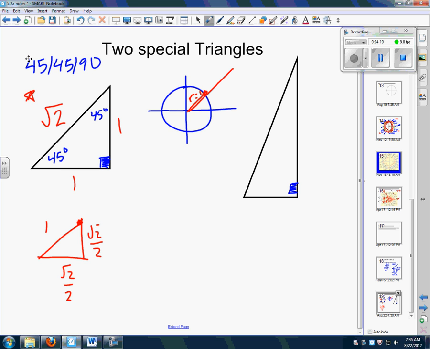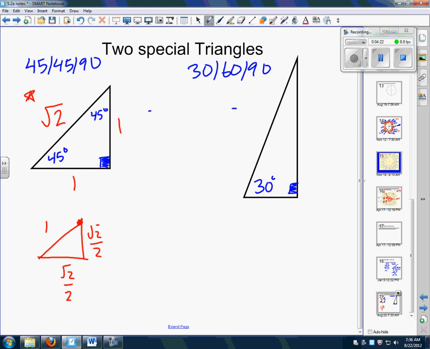Okay, second special triangle is the 30, 60, 90. So we can have 2 different little reference angles down here. We'll put the 30 down here, we'll put the 60 up here. Across from the 30 is always going to be the smallest. That's going to be a value of 1.